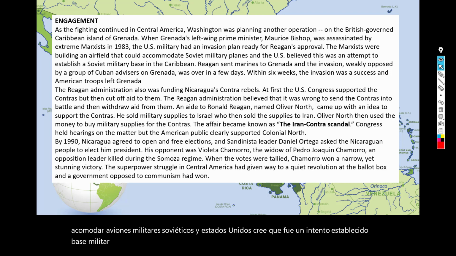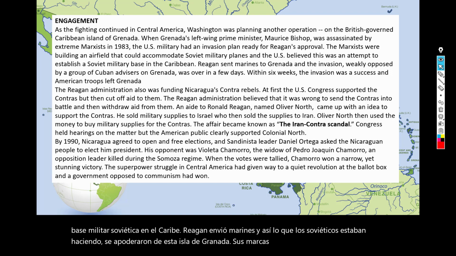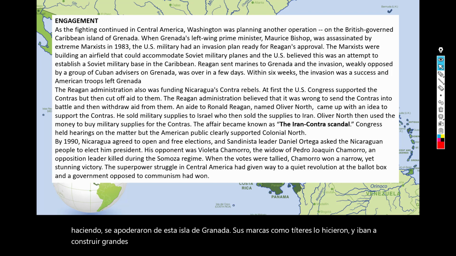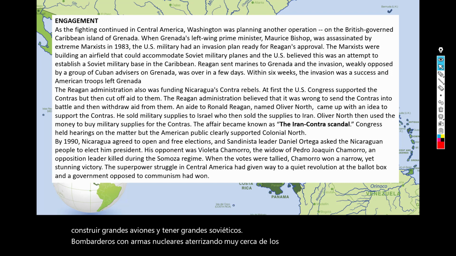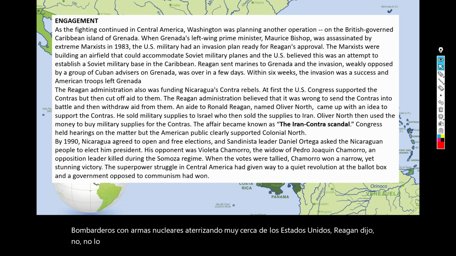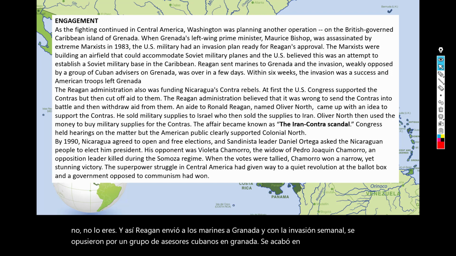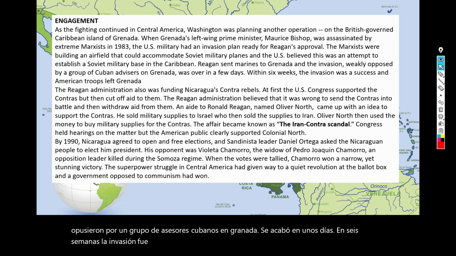Reagan sent Marines. So what the Soviets were doing, they took over this island of Grenada, their Marxist puppet did, and they were going to build big airplanes and have big Soviet bombers with nuclear weapons landing very close to the United States. Reagan said, no, you ain't. And so Reagan sent the Marines into Grenada, and the invasion was only weakly opposed by a group of Cuban advisors on Grenada. It was over in a few days. Within 6 weeks, the invasion was a success, and American troops left Grenada.